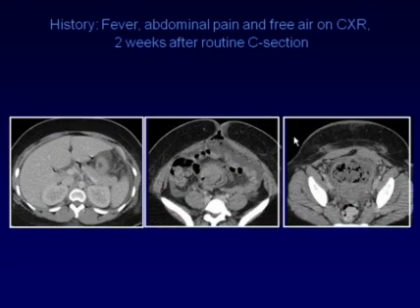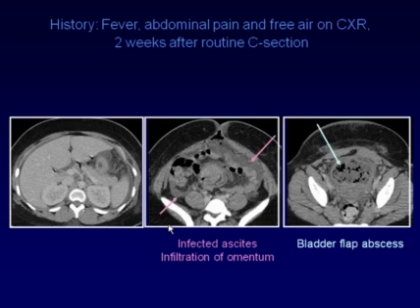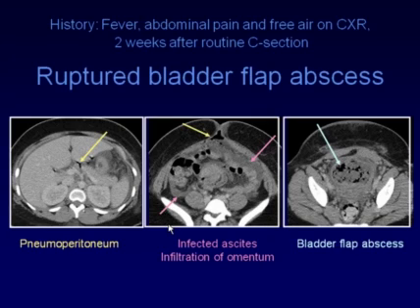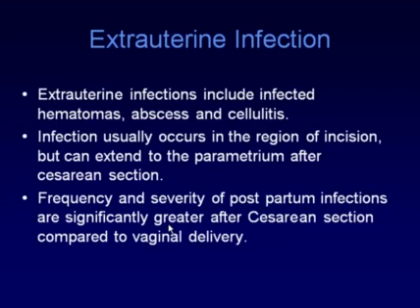This patient had fever, abdominal pain, and free air on a chest x-ray 2 weeks after a routine cesarean section, and these are the CT images. Starting from below, you can see the uterus. There's a large bladder flap hematoma with multiple foci of air, clearly infected. As we progress higher in the CT scan, there's gas here at the level of the umbilicus, and even higher, multiple foci of gas in the upper abdomen. So an infected bladder flap abscess, infected ascites and infiltration of the omentum, and pneumoperitoneum. This is due to a rupture of the bladder flap abscess.